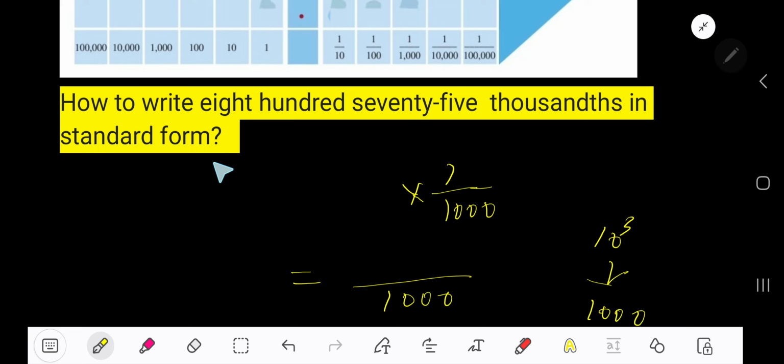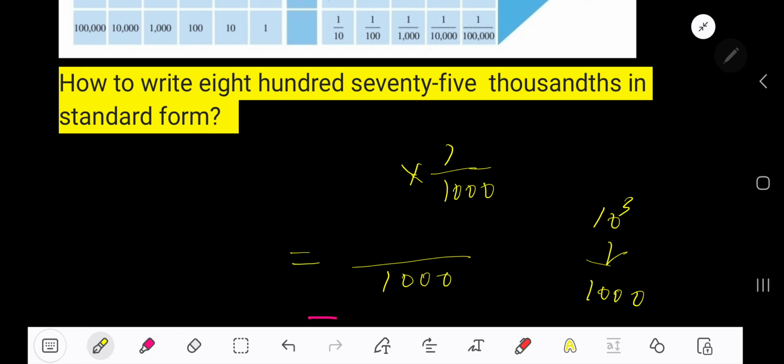So how to write 875 thousandths in standard form? Standard form means we have to use digits like 0, 1, 2, 3. So first, look, thousandths means 1 over 1000. Okay, thousandths means 1 over 1000. And before 1000, we have this portion 875.